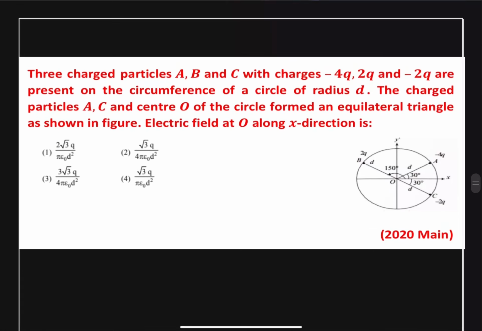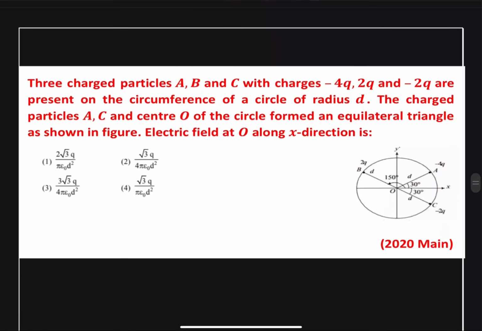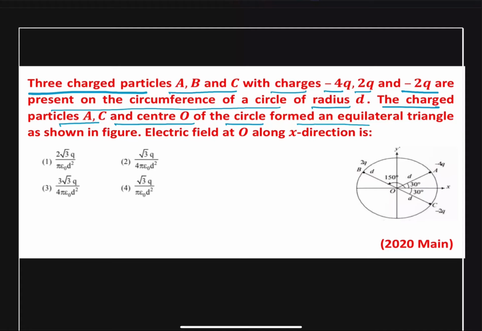We are given that three charged particles A, B and C, with charges -4q, 2q and -2q, are present on the circumference of a circle of radius d. The charged particles A and C and the center O of the circle form an equilateral triangle as shown in the figure. The electric field at O along the x direction is?